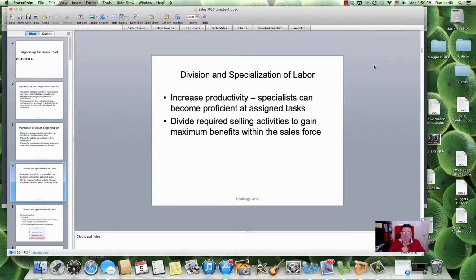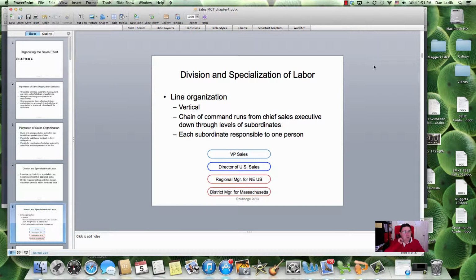Broadly speaking, though, we're trying to specialize. We're trying to be as efficient as we possibly can. So it's extremely common for us to think about this in terms of vertical integration. A complete chain of command from sales executive all the way down to subordinates or frontline salespeople. Each subordinate reports to one particular person. So there's a district manager, a regional manager, a director of U.S. sales, and then a VP of sales for the entire company. That kind of thing.